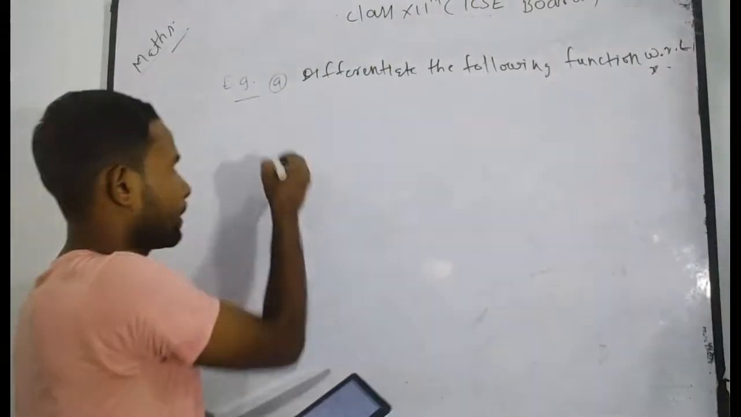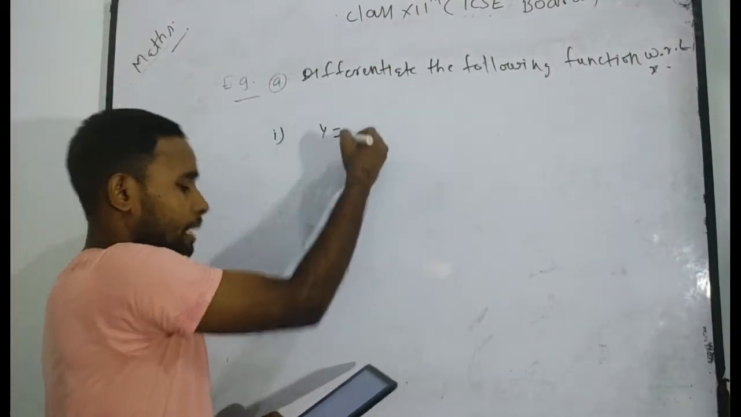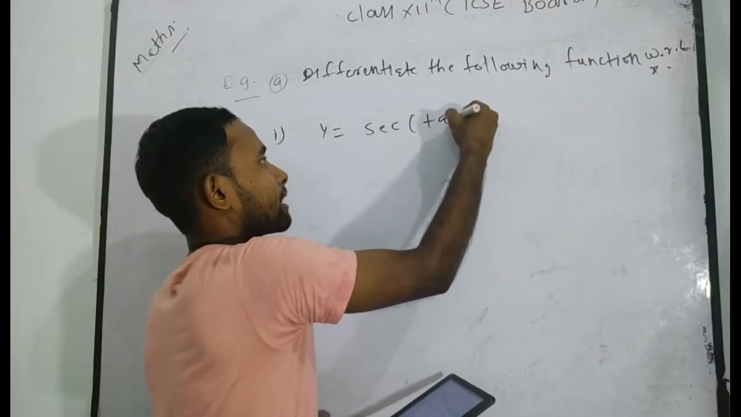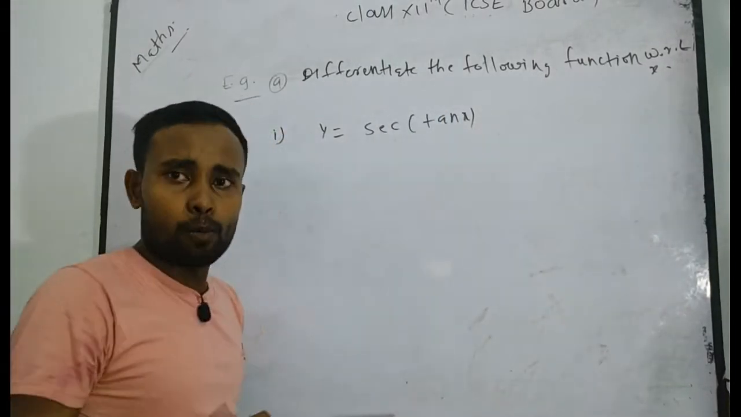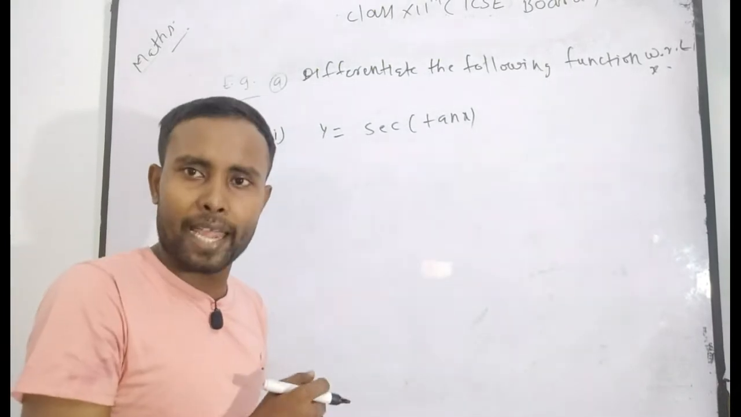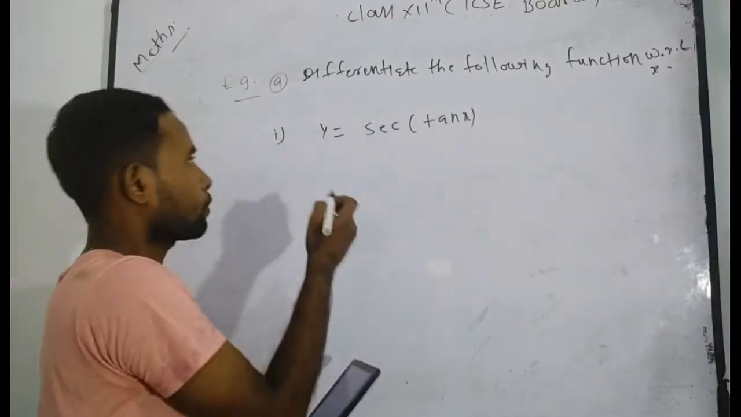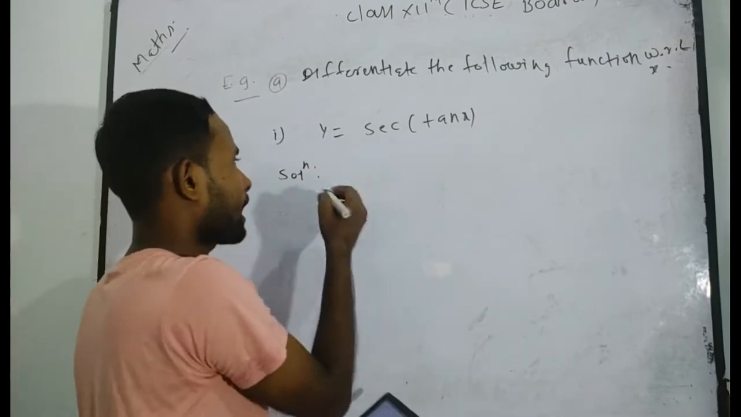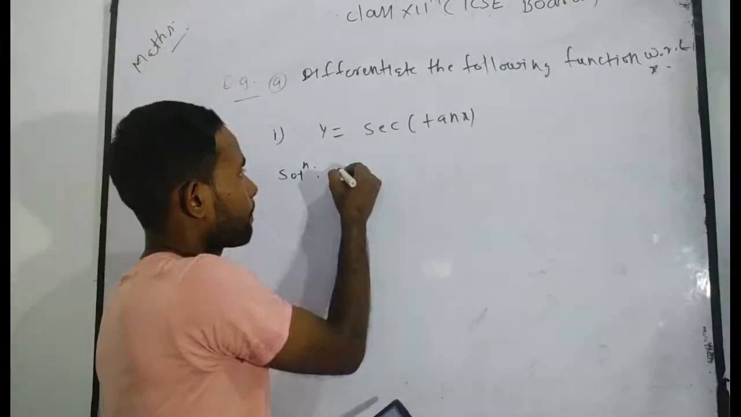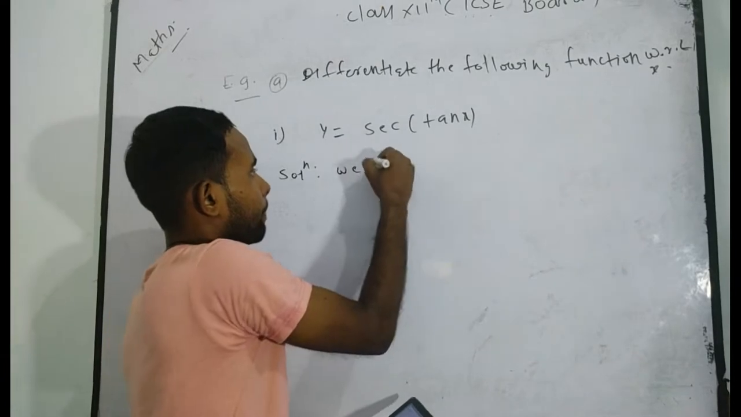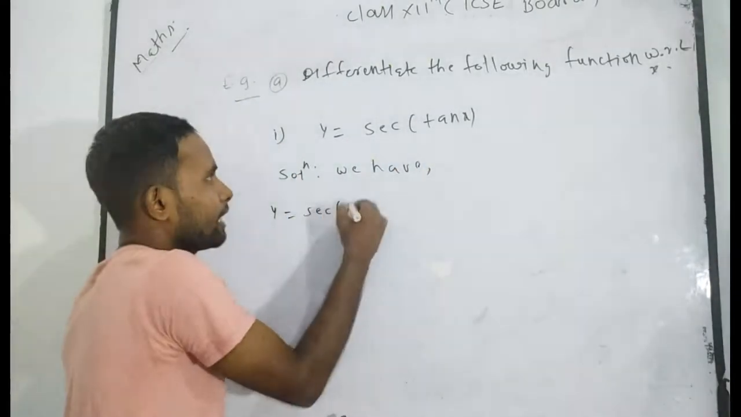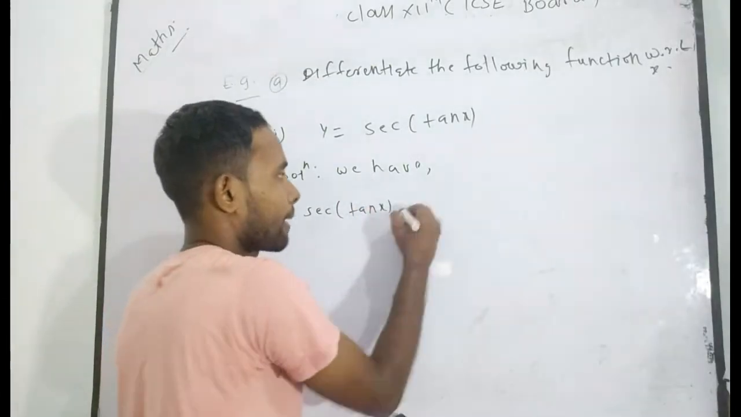The first function, suppose I have taken y is equal to sec 10x, and you have to find the derivative of this function with respect to x. How can you solve it? It is totally easy. See here, first of all, always try to write its language. We have y is equal to sec 10x.